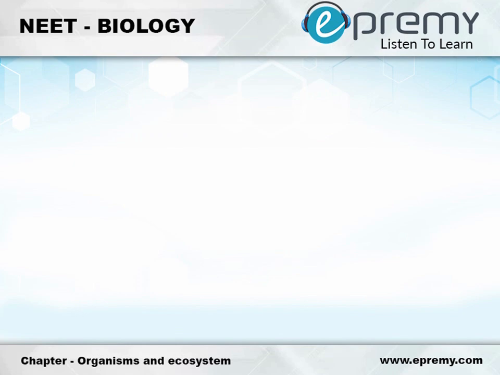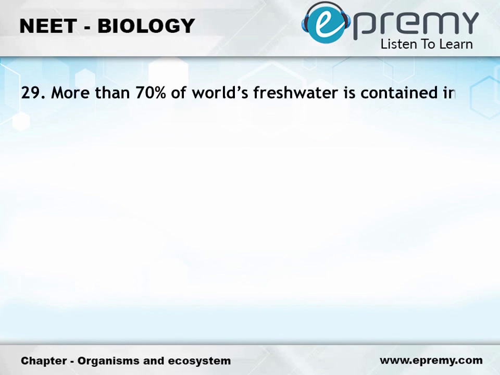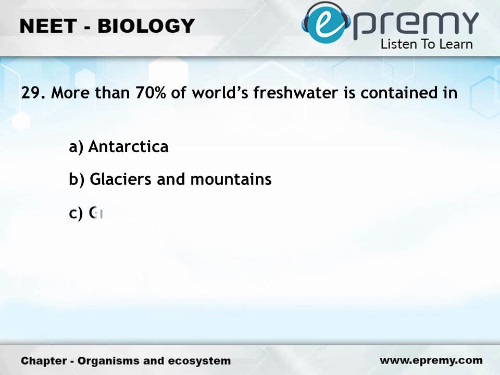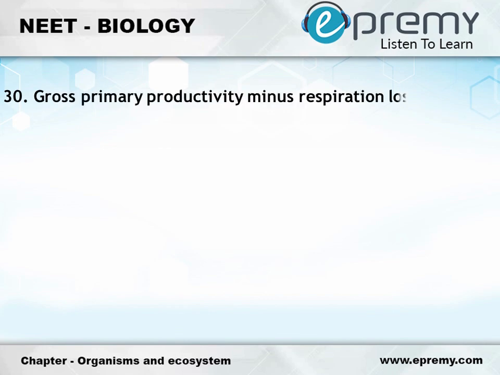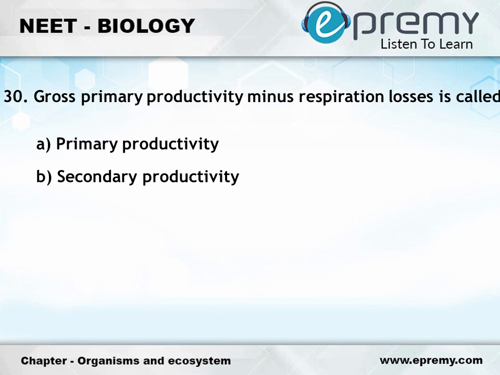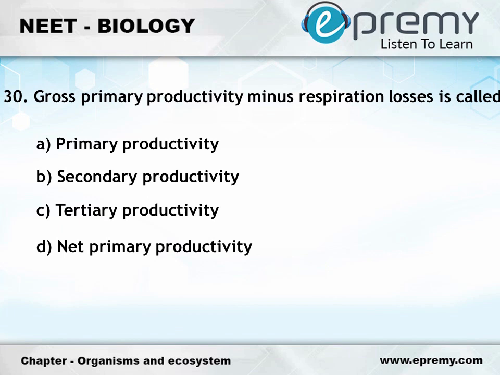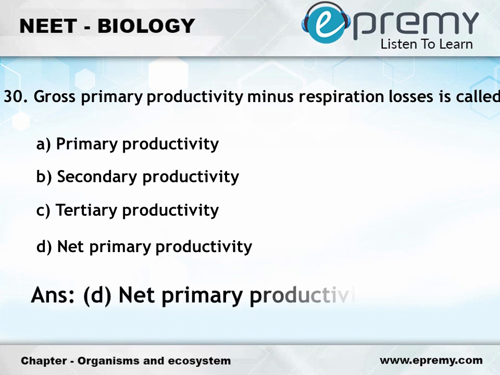Question number 29. More than 70% of world freshwater is contained in option A, Antarctica, option B, glaciers and mountains, option C, Greenland, option D, polar ice. The answer is option D, polar ice. Question number 30. Gross primary productivity minus respiration losses is called option A, primary productivity, option B, secondary productivity, option C, tertiary productivity, option D, net primary productivity. The answer is option D, net primary productivity.